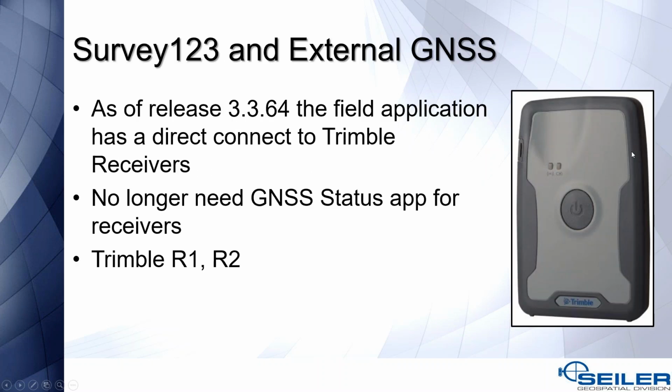As of the release of 3364, the field application of Survey123 has a direct connect to Trimble receivers. So we can take any Trimble receivers, whether that be the R1 or the R2, take that information and use that accuracy in the field to collect your data. The good thing here is you no longer need the GNSS status app with the R1 or the R2, as it directly connects within the app itself.